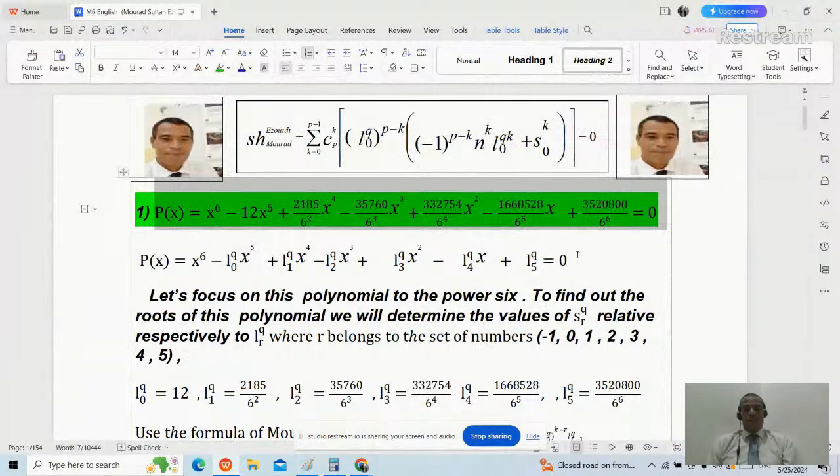So the target here, learners, is to solve this polynomial to the power 6. In fact, it's not easy to solve this kind of polynomial, but I really reached the fact that whatever the polynomial, raised to the power 4, 5, 6 and so on, we can solve it without difficulties. Learners, it's an occasion for you to start working on this polynomial to the power 6.